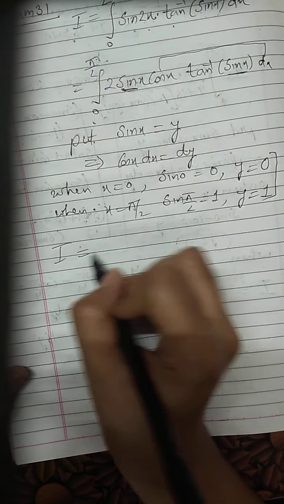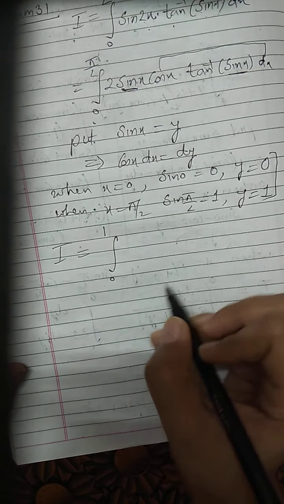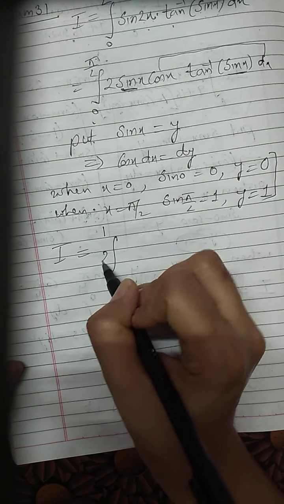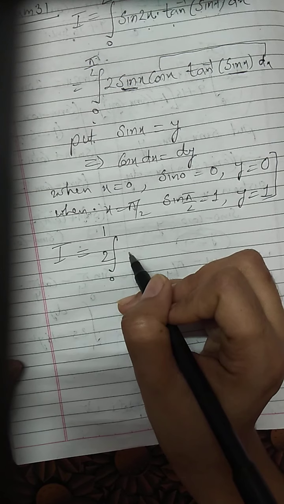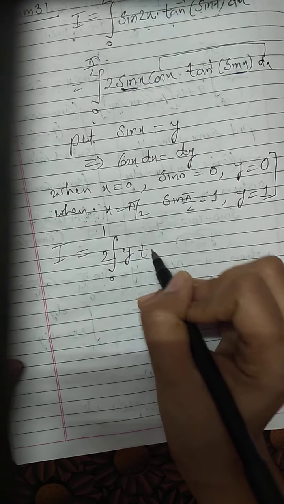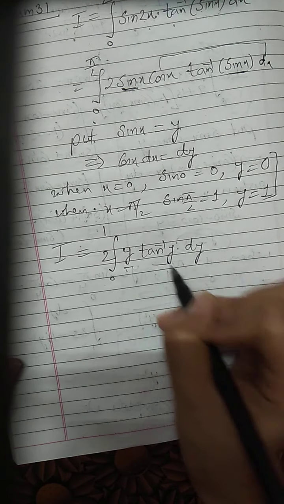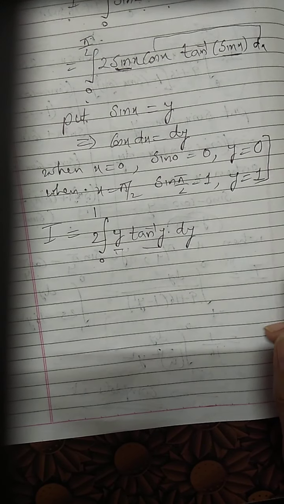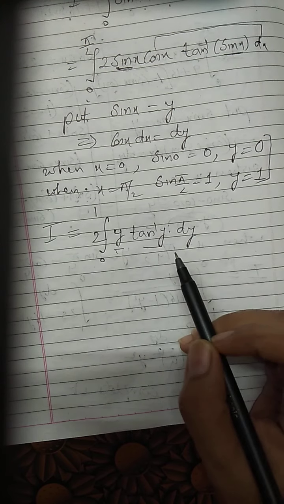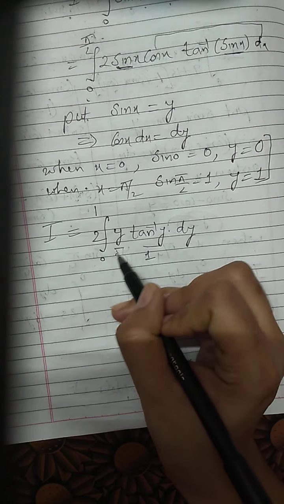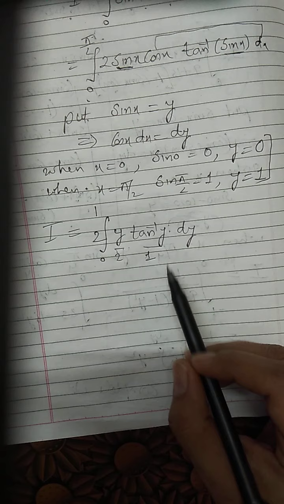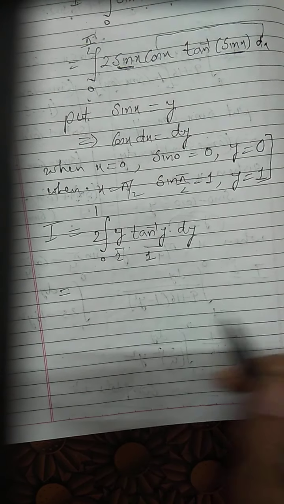So our integral will become 0 to 1, and here we have 2. Let us write down the 2 outside. It will be y tan inverse y dy, y into tan inverse y. So we will integrate by parts, and according to ILATE, this will be our first function, this will be the second function. We will integrate by parts. So let us do that.